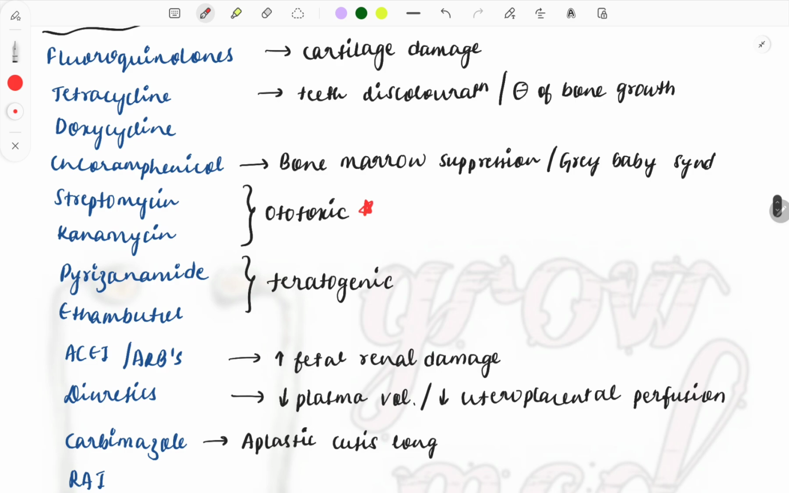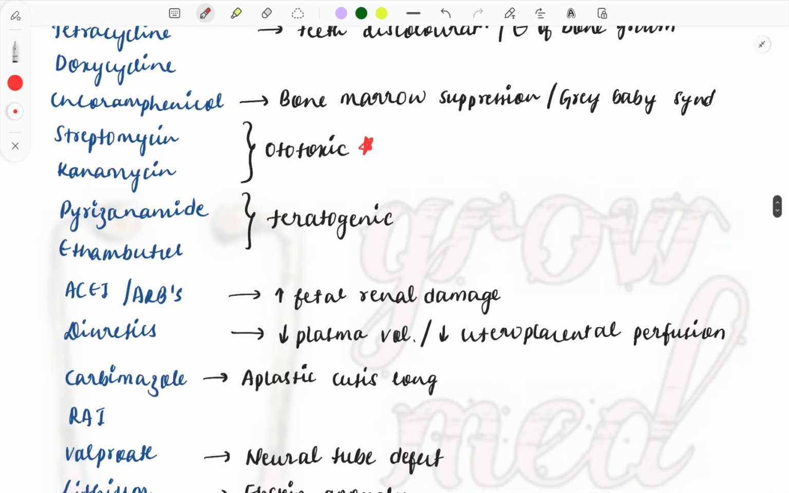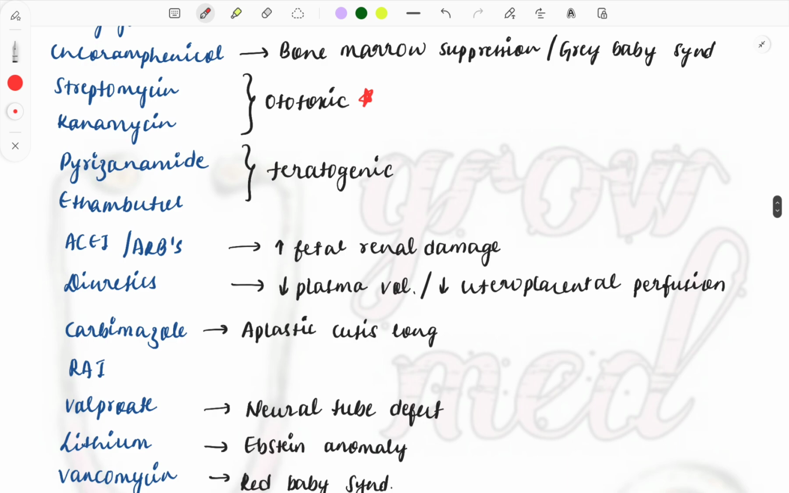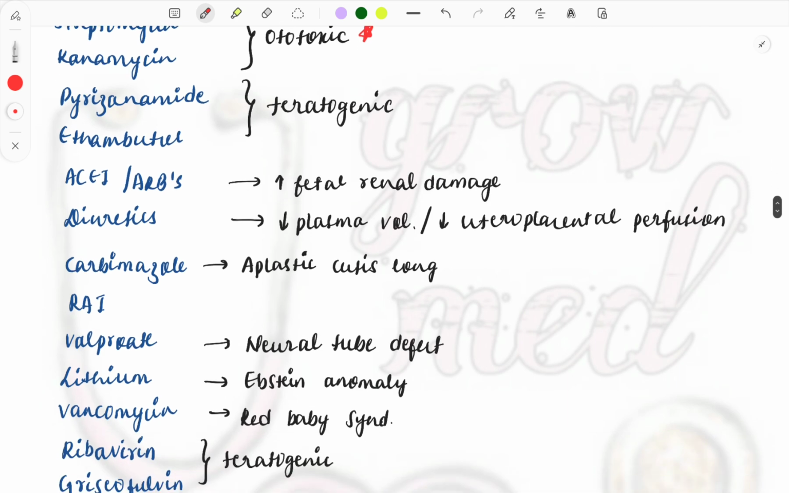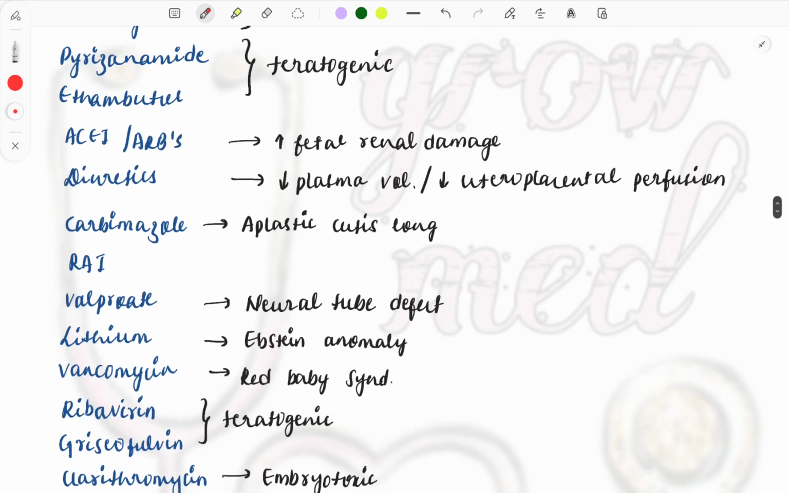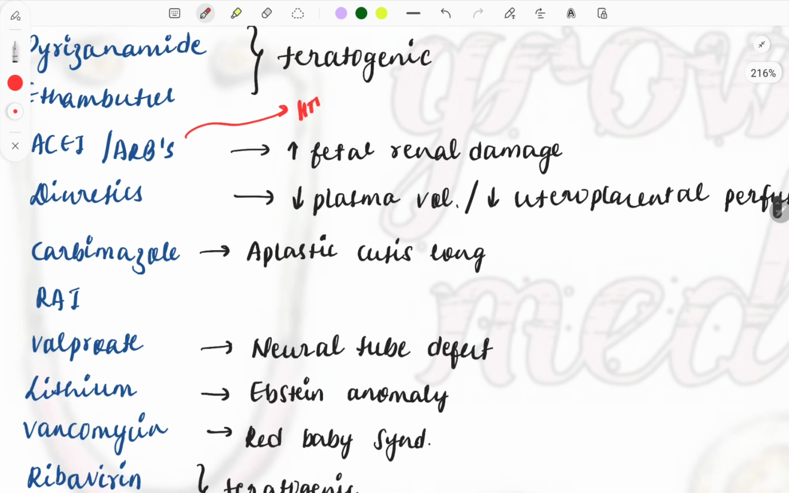This one is a PYQ, the ototoxic drug. Which of the following is the ototoxic drug? And why is streptomycin avoided in pregnancy? Then pyrazinamide and ethambutol are teratogenic. ARBs and ACE inhibitors are also avoided in pregnancy. And let's discuss one important thing here: in case of hypertension in pregnancy, we will be using the drugs labetalol or methyldopa.